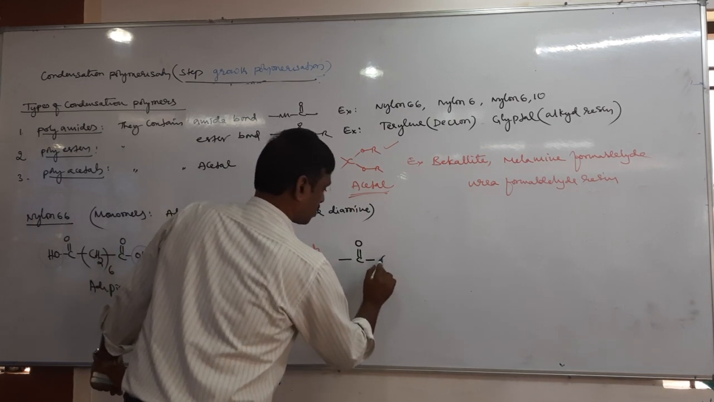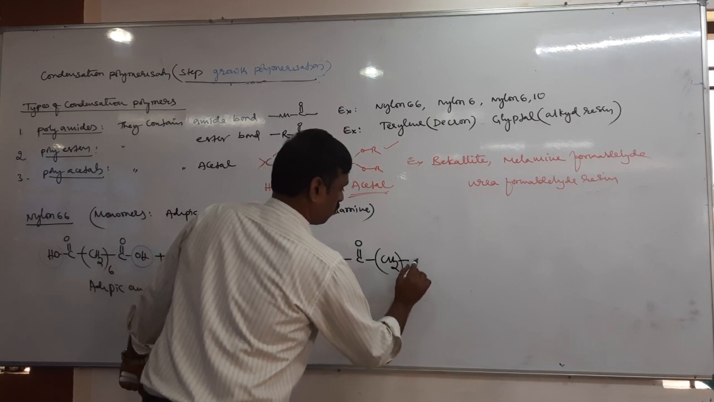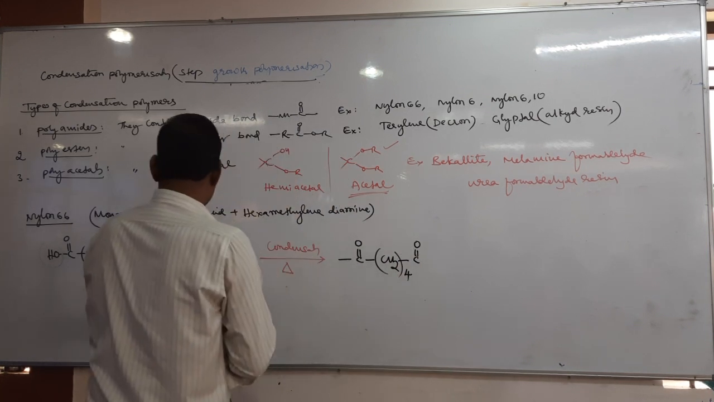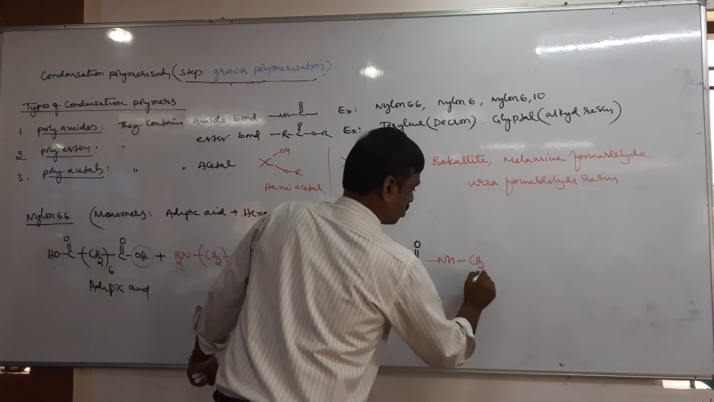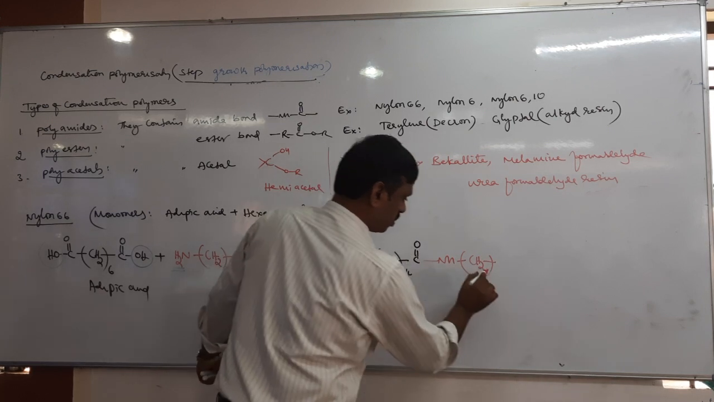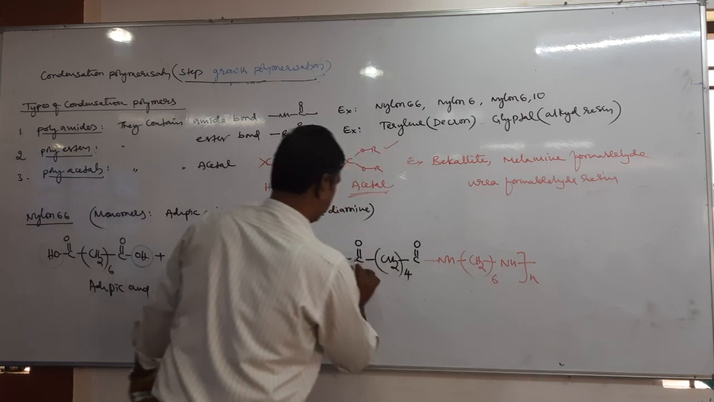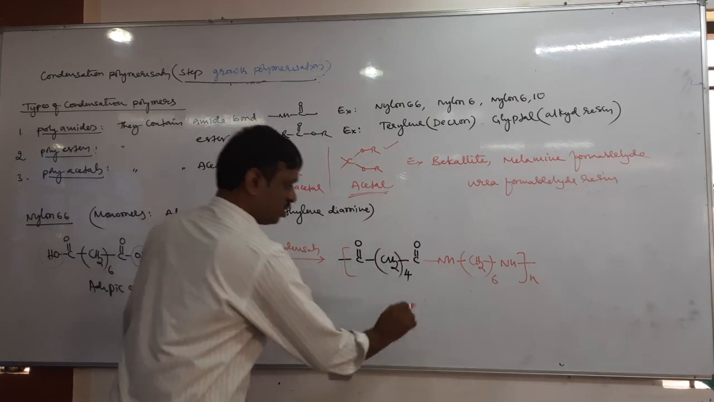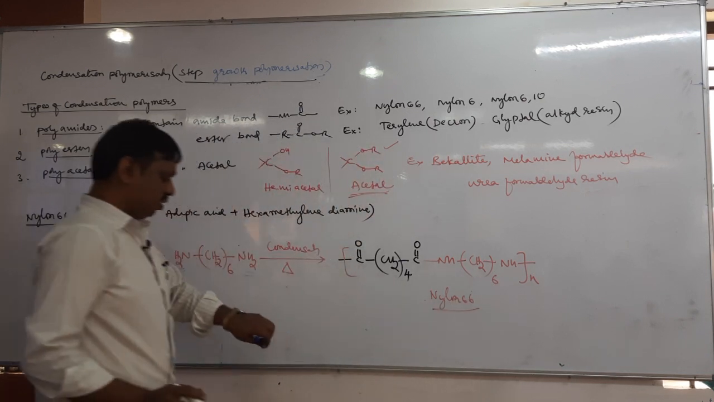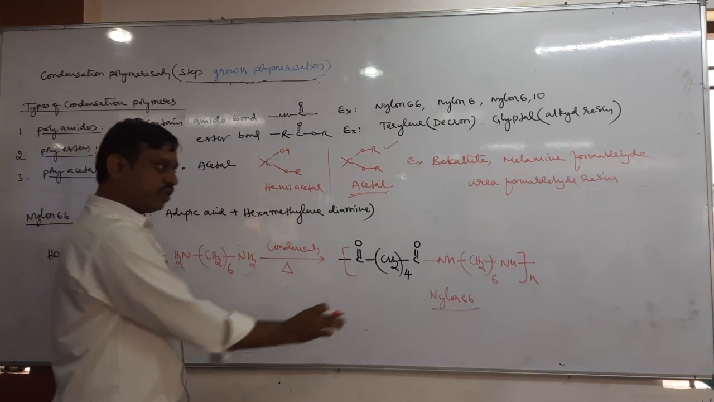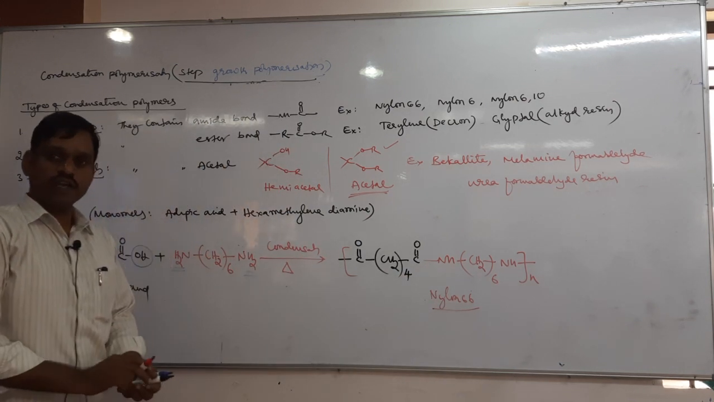Now tell me, what is the polymer structure? It is 4 CH2, C double bond O, then NH, CH2 6, this is nylon 6,6. In the exam, by giving this structure, they may ask which of the following is nylon 6,6. Tell me how to identify.